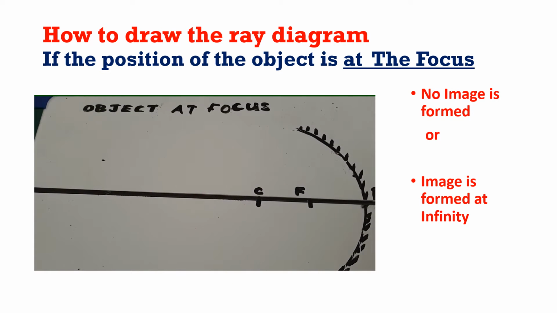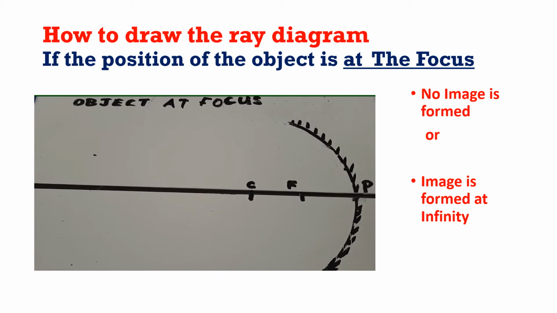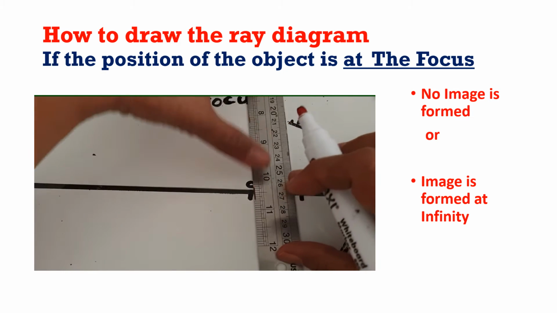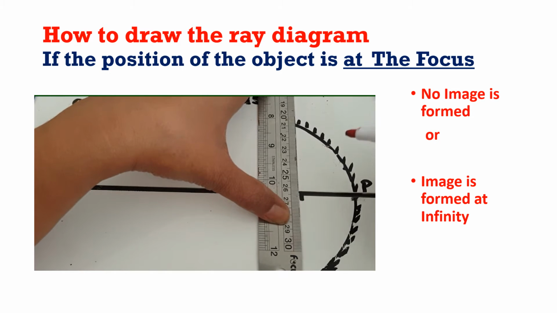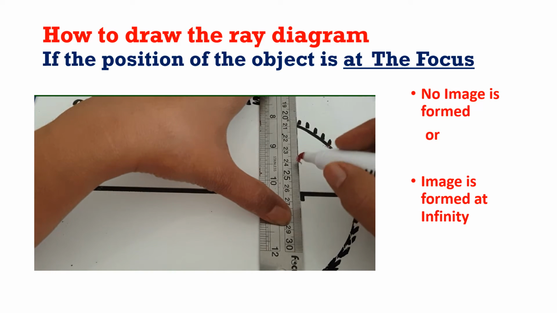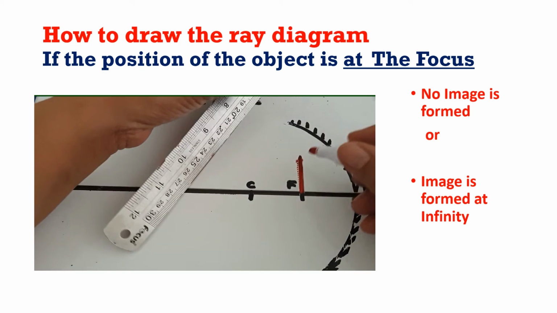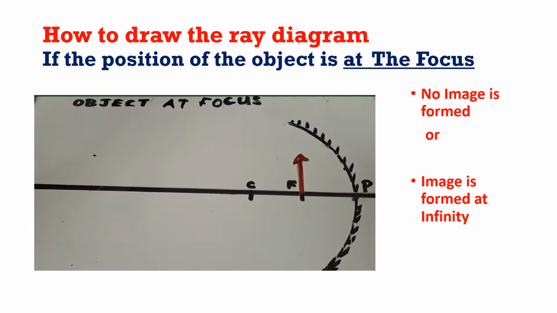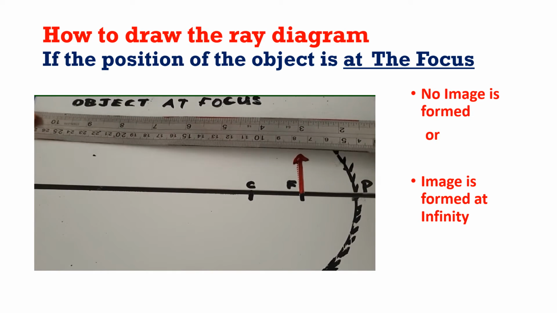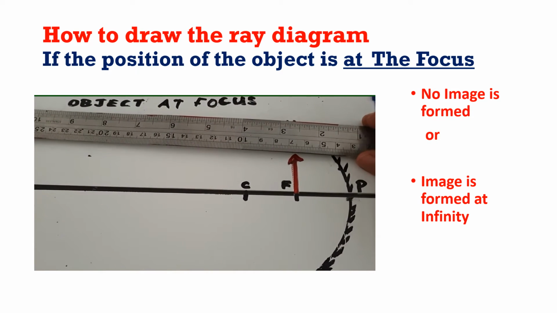If the object is kept at the focus, how will the image be formed? Here a concave mirror is drawn. Its pole, center of curvature, focus, all these are marked. Now we are drawing an object at the focus, that is perpendicular to the principal axis. And from the object, two rays will be started. One is parallel to the principal axis and reaching the mirror.